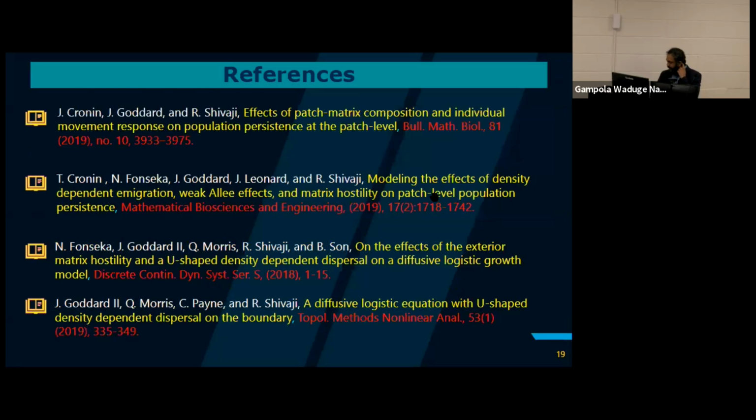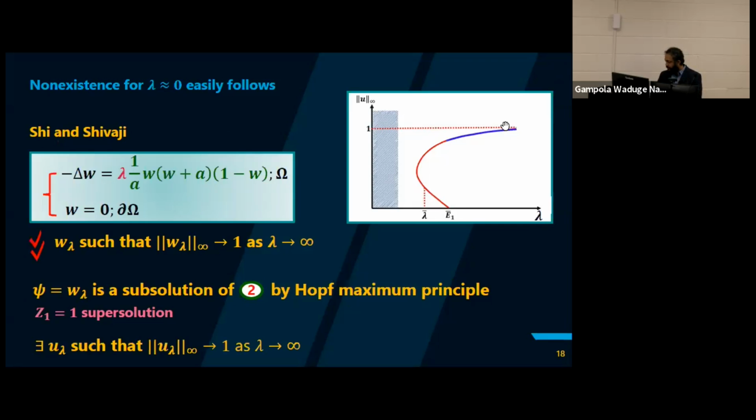So basically we have established this bifurcation diagram except for the non-existence for lambda small. Of course, the non-existence for lambda small is obtained using Green's second identity, and it easily follows. I'm going to omit the proof. So with that, we have this complete bifurcation diagram recovered.